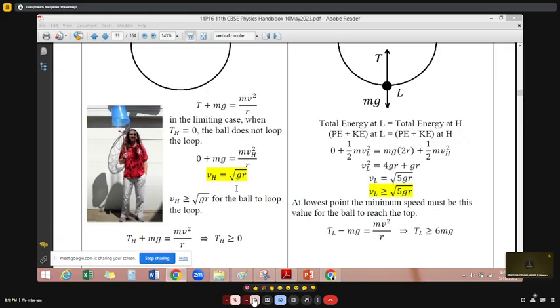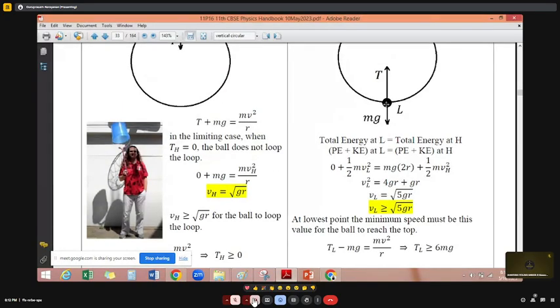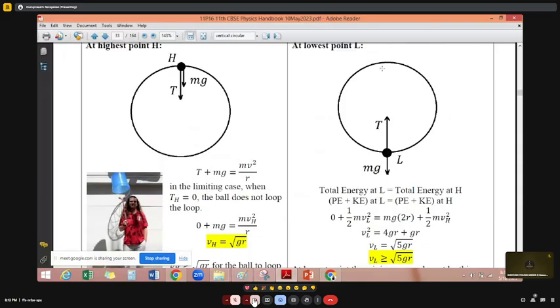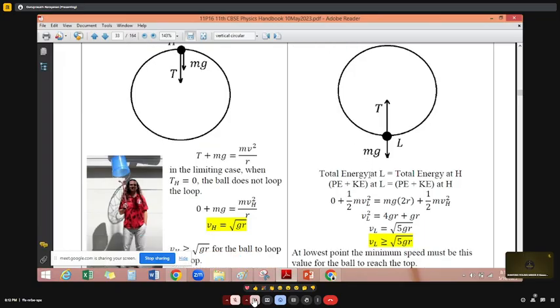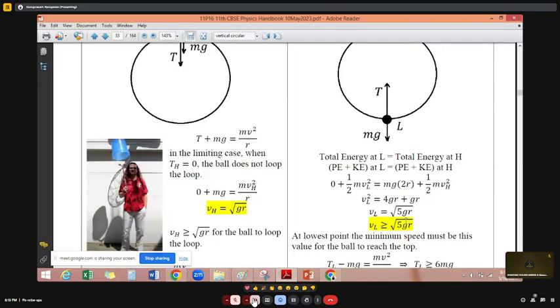Okay. So to do this problem, the total energy here should be equal to the total energy here, right? Law of conservation of mechanical energy. That means I can write potential energy plus kinetic energy, equal to potential energy plus kinetic energy. That's what we are going to use here.